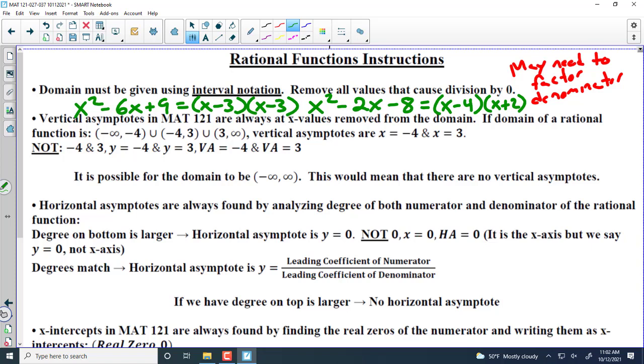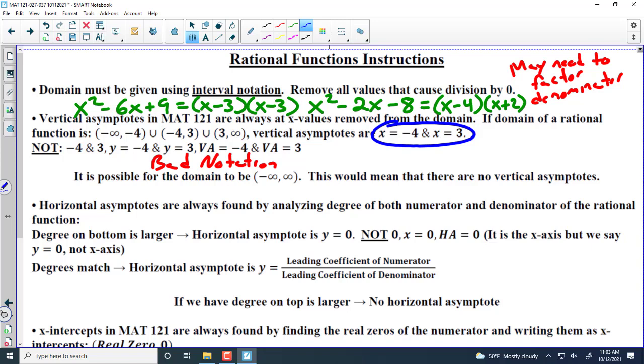Once you have kicked numbers out of your domain, they are turned into vertical asymptotes right away. And what I did here, everyone, is I wanted to show you some bad notation. Remember, vertical asymptotes are not just numbers. They're not y equals a number, and they're not VA equals a number. They are x equals the number. So please make sure that every time you give a vertical asymptote, you're writing it as x equals a number, not one of these bad forms down here: just the number, or writing y equals, which is for horizontal, or writing VA equals.